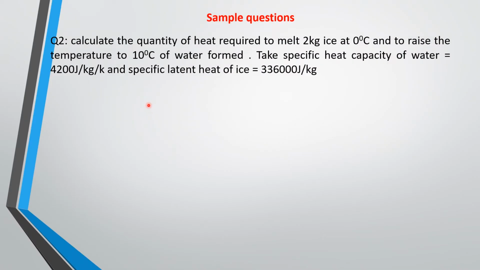Okay, so this is another question for us to solve. This one says, calculate the quantity of heat required to melt 2 kg of ice at 0 degrees and to raise the temperature to 10 degrees centigrade of water formed. Take specific heat capacity of water to be equals to 4200 joule per kg per Kelvin, and specific latent heat of ice to be 33600 joule per kg.